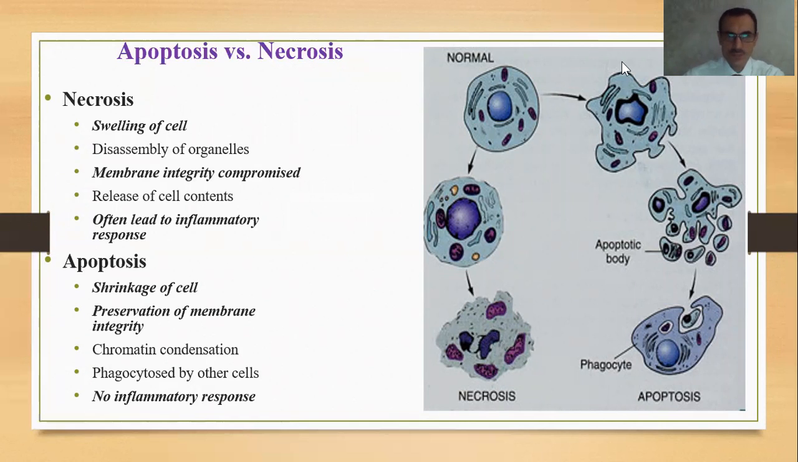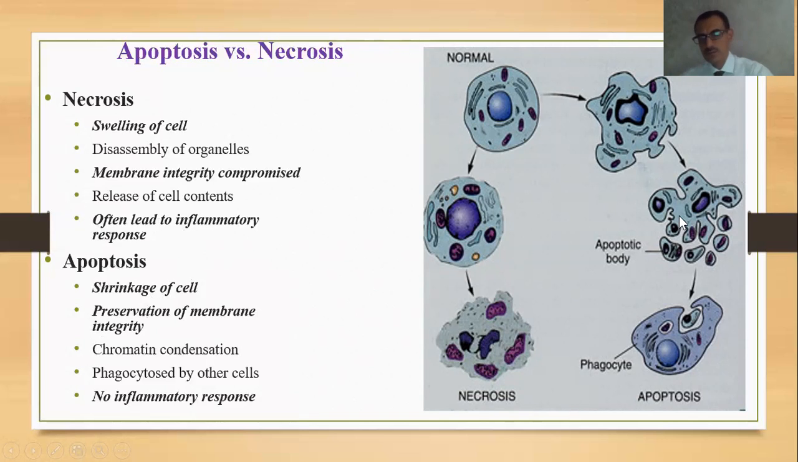In necrosis, we see the swelling of the cell, in comparison with apoptosis, where the cell shrinks. Then the organelles are disassembled in necrosis. But in apoptosis, we see the preservation of membrane integrity, while in necrosis the membrane integrity is compromised. In necrosis, the cell contents are released and often lead to an inflammatory response.